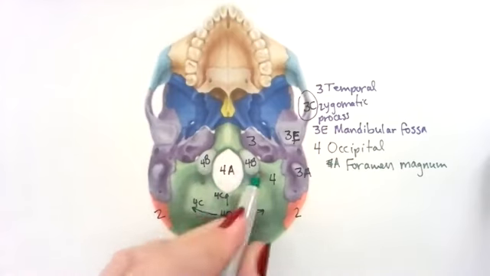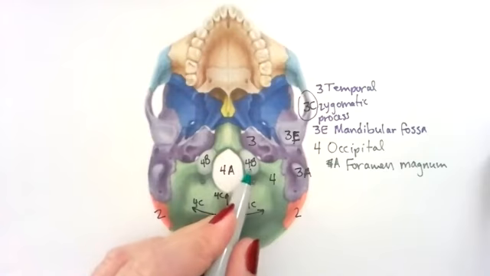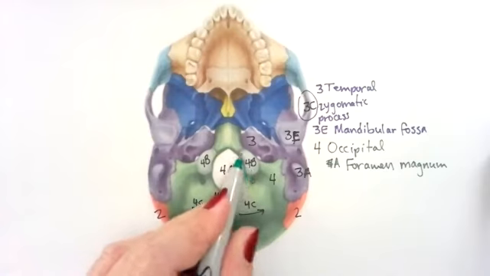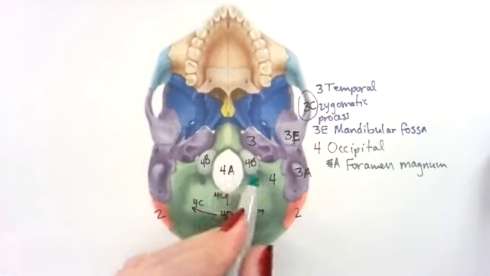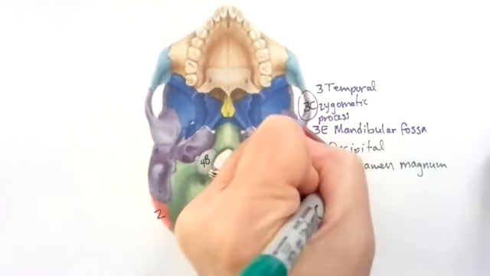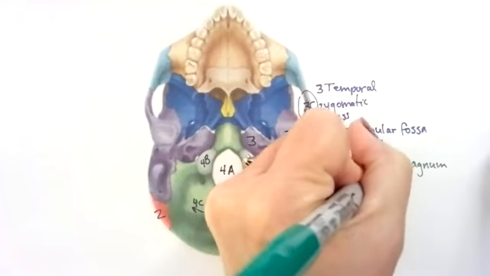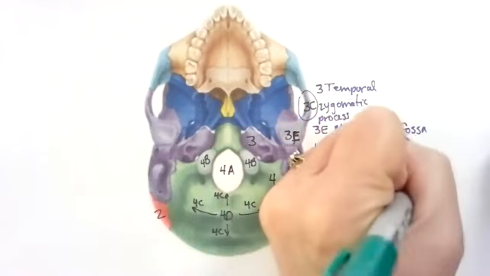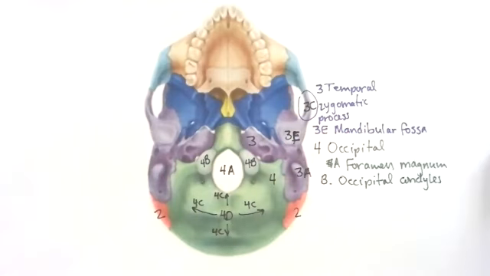So then on either side of that, these smooth rounded projections articulate with the first vertebra. And we're going to see that it's very common when we've got these round projections on bones that articulate with another bone. They're called a condyle. And because they're on the occipital bone, B are the occipital condyles. Occipital condyles.